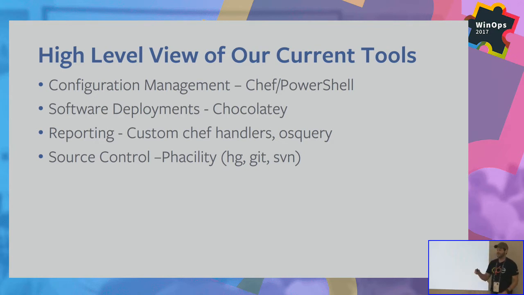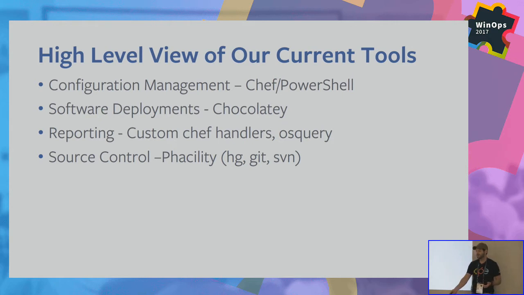Sorry. Okay, so for software deployments, we use Chocolatey. It's a really great tool. It's simplified a lot of problems we had with SCCM when it came to software deployments. If you haven't used it and you haven't checked out Rob, find him, talk to him. He's a cool guy. For reporting, we use custom Chef handlers. At the very end of a Chef run, you can actually just have it pipe data to wherever you want if you know how to write Ruby.